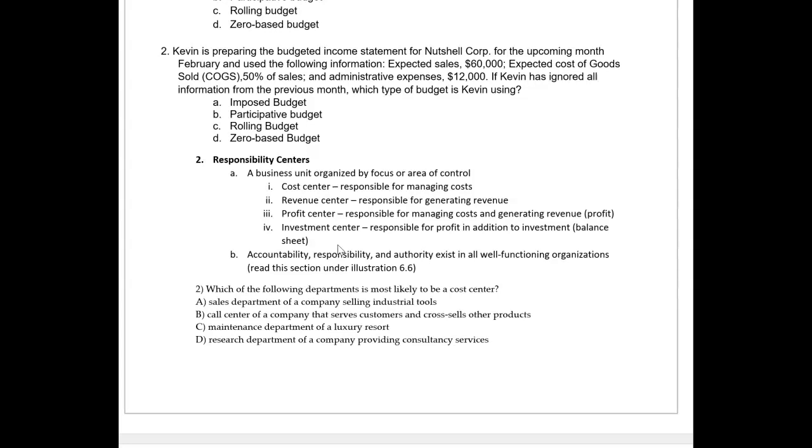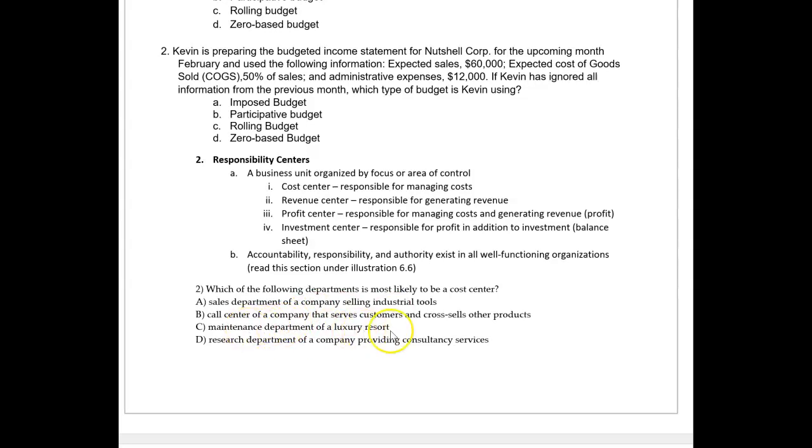Excuse me. So which of the following departments is most likely to be a cost center? A sales department selling industrial tools, the call center of a company that serves customers and cross-sells other products. What do you think this would be? This would be a profit center, right? So it serves customers and then cross-sells, so it's got cost plus revenue.